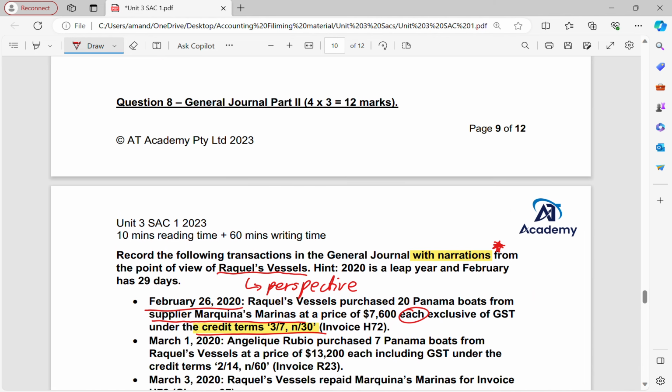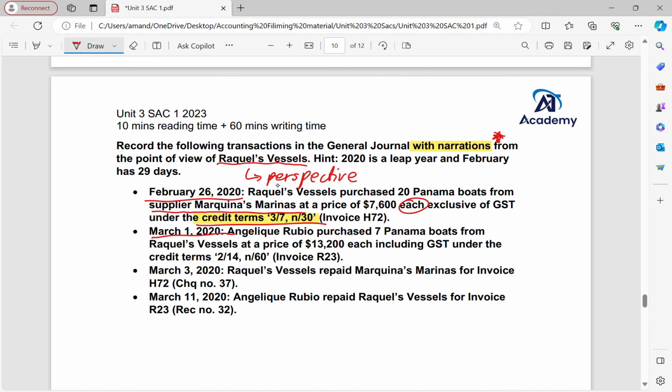103, I think it was. March 1st, 2020, Angelique Rubio purchased 7 Panama boats from. Okay, so now this is Angelique Rubio purchasing. So now just think about this, the perspective has changed. Earlier, we were thinking from Raquel's Vessels' perspective. So earlier she purchased, right? Now someone's purchased from her. So now she's made a sale of 7 Panama boats.